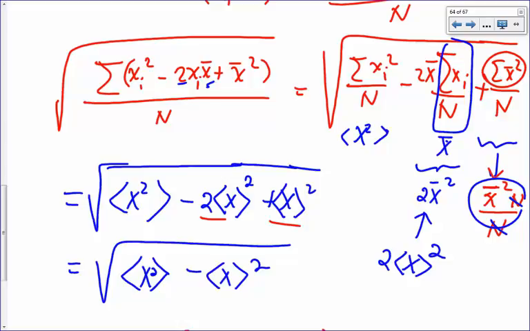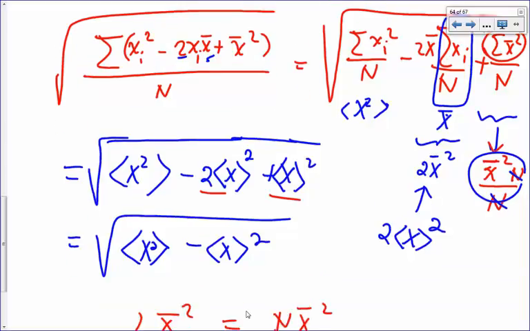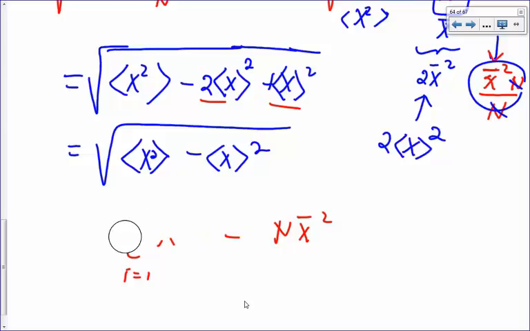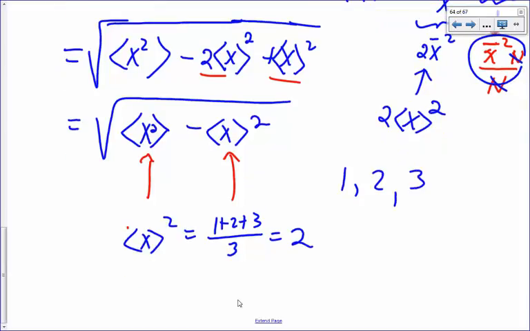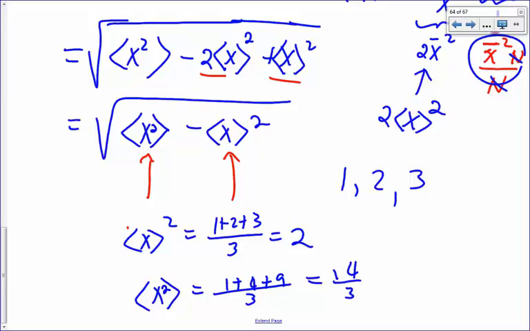So that's how you calculate the standard deviation for very large n. Now, note that the average of x squared is not the same as the average of x, squared. Let's say your x's are 1, 2, and 3. What's the average of x? 1 plus 2 plus 3 divided by 3, the average is 2. But what's the average of x squared? It would be 1 plus 4 plus 9 divided by 3, which is 14 over 3. Oh, I forgot, the average of x has to be squared, so 2 squared is 4. But 14 over 3 is 4 point something.